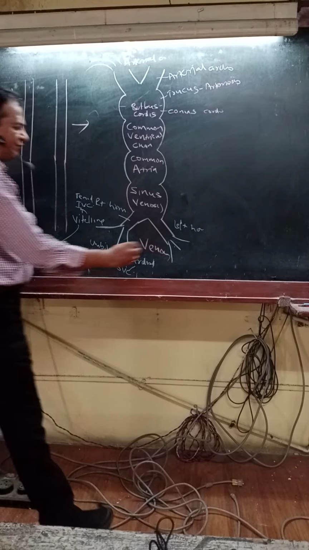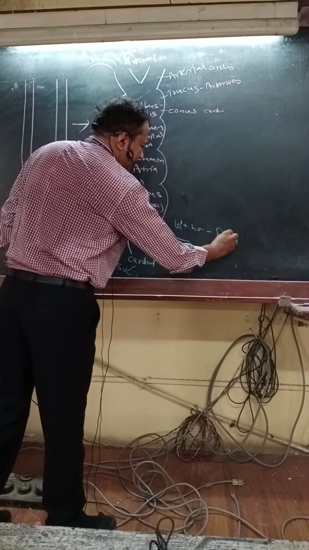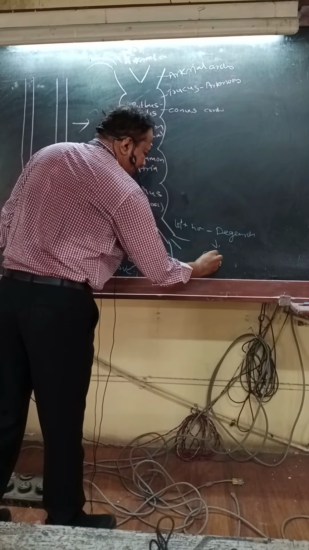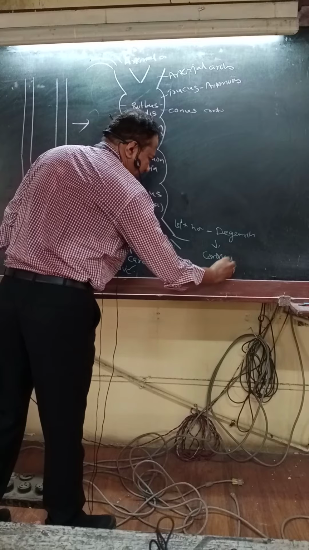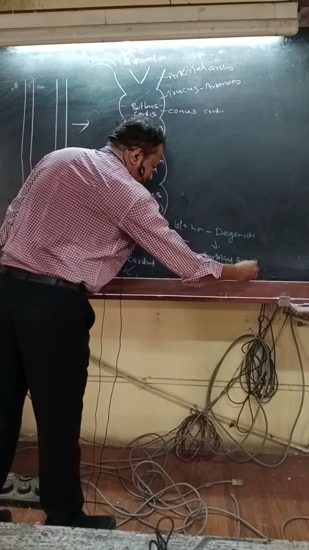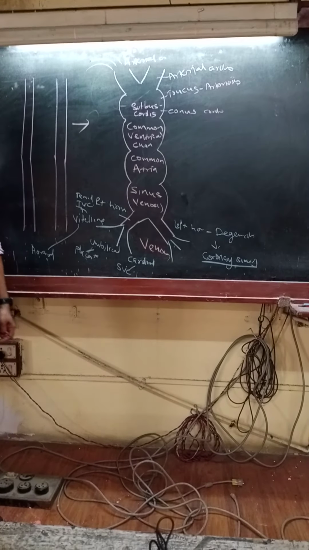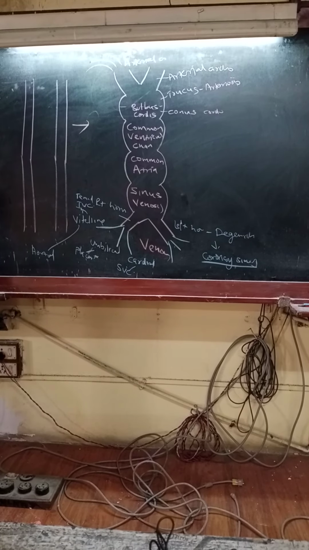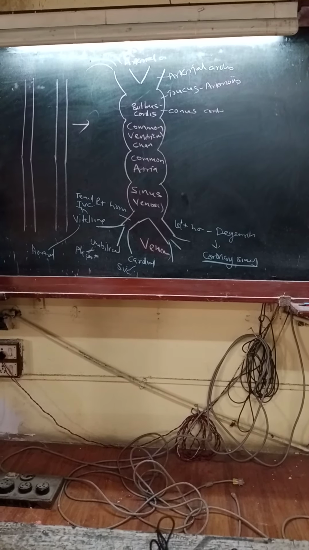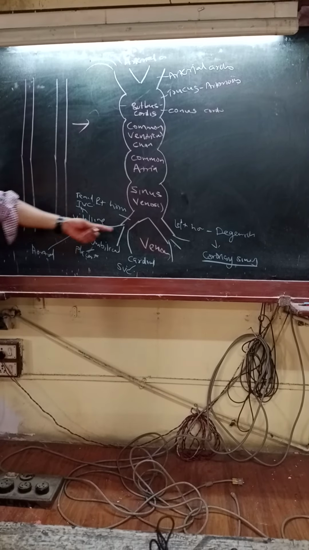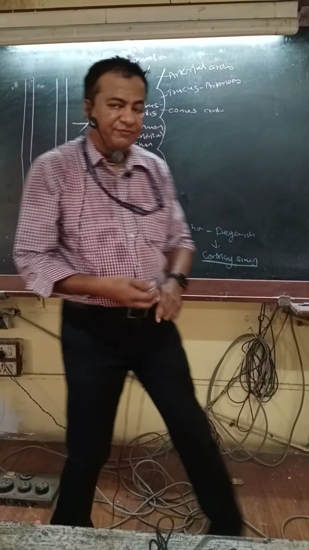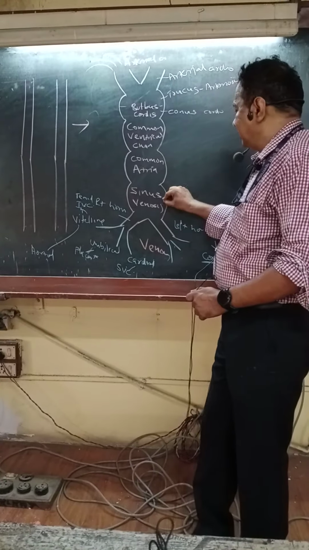Now what happens to the left horn? The left horn degenerates and forms the coronary sinus. Yesterday we discussed the coronary arteries. There are coronary veins also, veins in the heart. Okay, we'll discuss that later. Now what happens to the sinus venosus?